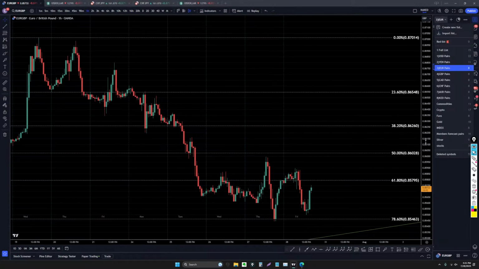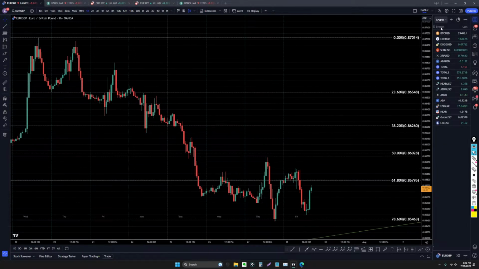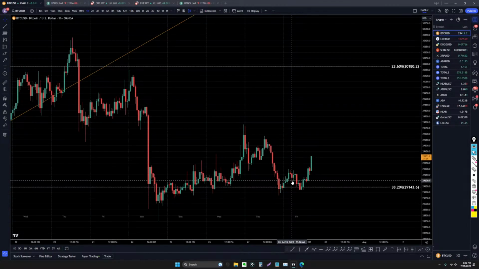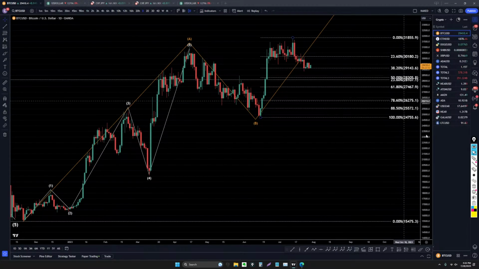We gotta look at Bitcoin. I didn't look at Bitcoin yet. I think that's the last thing we gotta look at, and then we're gonna go back and look at all the dollar pairs again. Oh, Bitcoin's making a move up today too. Oh, we're right at the 38% Fibonacci level.